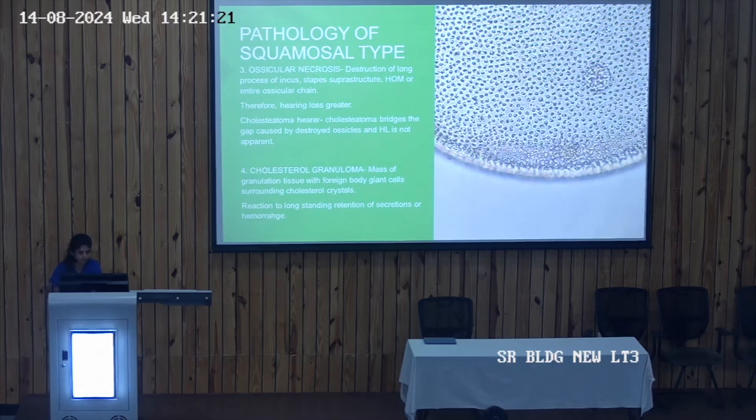So in this squamosal type, the hearing loss on audiometry you will find is greater. Even the patient complains that there is hearing loss. There's something called the cholesteatoma error. You are suspecting a squamosal type because of some attic perforation or something like that, but the patient is not complaining of hearing loss at all. Then you can suspect that the cholesteatoma is bridging the gap between the ossicles. So the sound conduction is happening through the cholesteatoma and the remnants of the ossicle. Therefore, the hearing loss is not apparent. Even on audiometry, the hearing can be, as the patient is saying, not much hearing loss.